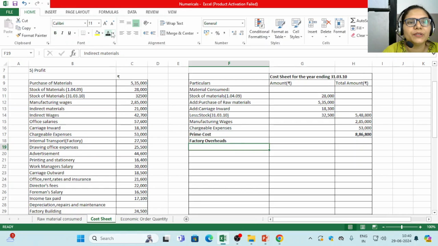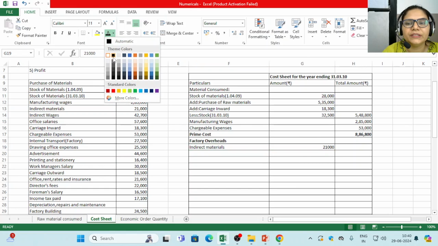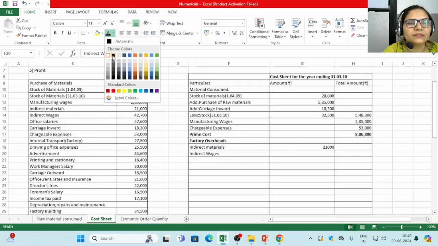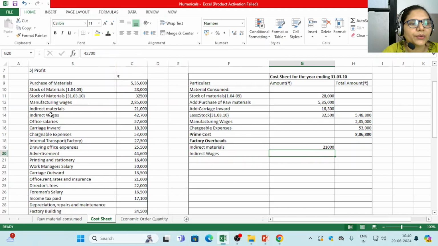So the first expense will be indirect material, which is rupees 21,000, given in the question itself, as you can see. Next is your indirect wages, given in the question as 42,700. Direct wages we have used for calculating the prime cost, but the remaining indirect wages we will use in calculating the factory cost. So please remember these basic points: all direct expenses go in your prime cost, and after that all indirect expenses under different headings.